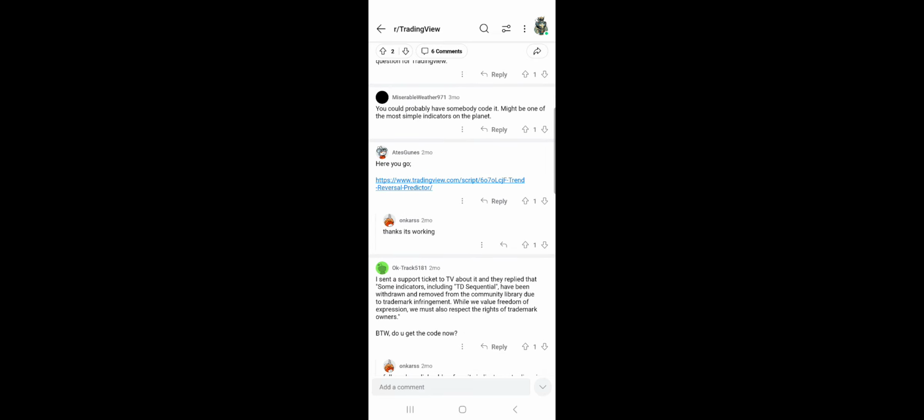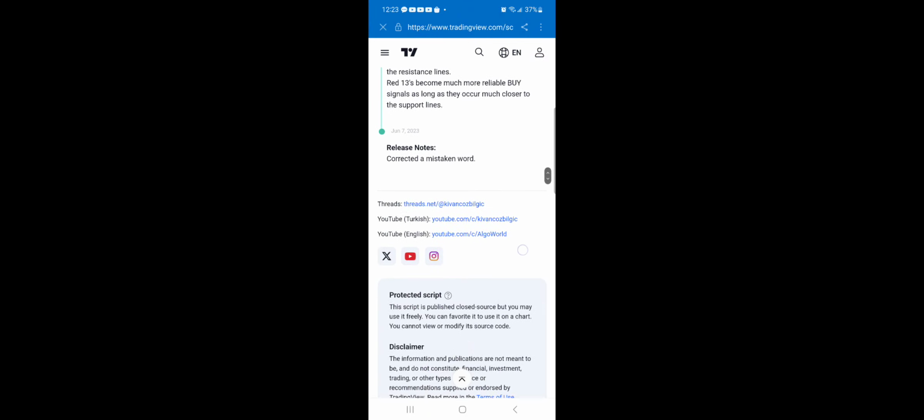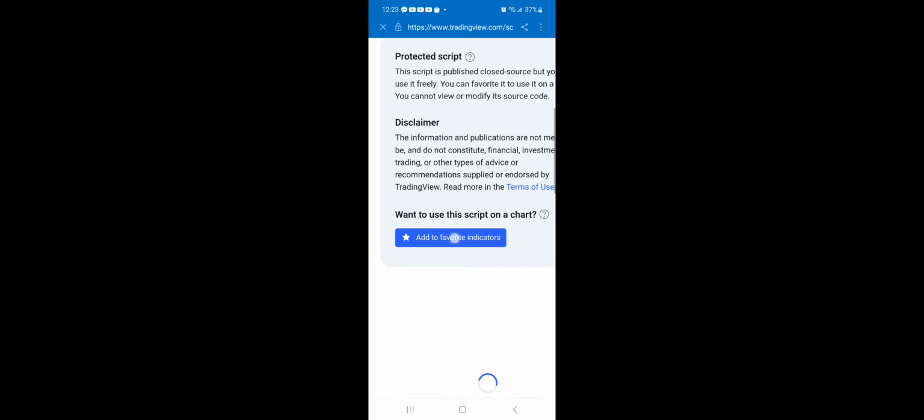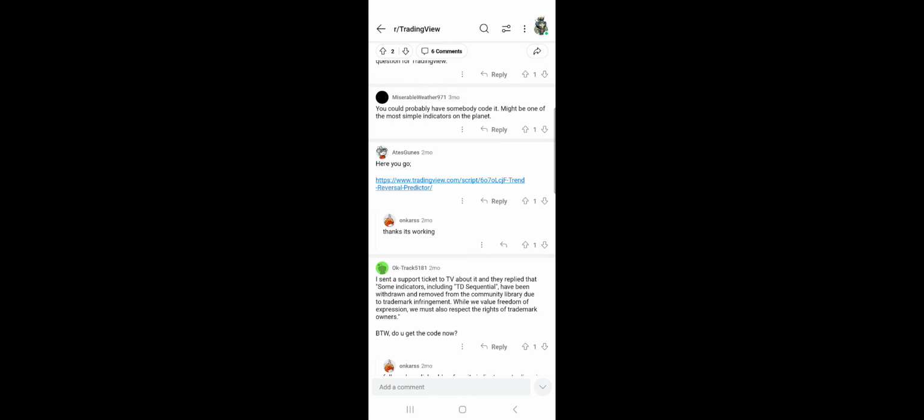So this person down here says, follow above link, add as favorite indicator on TradingView, then this indicator still works fine for me. By the way, yes, TradingView removed it from script search. So they removed it from script search. So this link right here, click it, and then scroll down, and then click add to favorites. I haven't tried it. I don't know if it works, but I'm going to put that link in the video description below, and you guys can let me know if it worked or not.